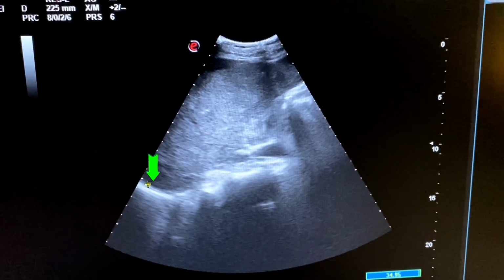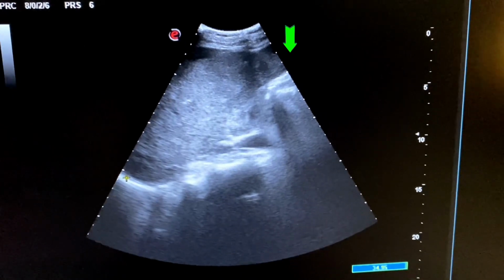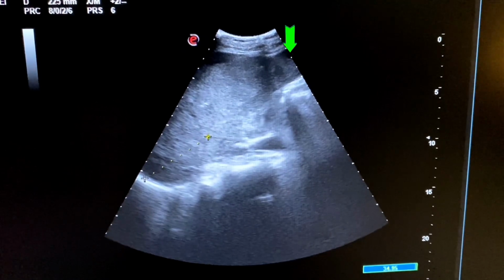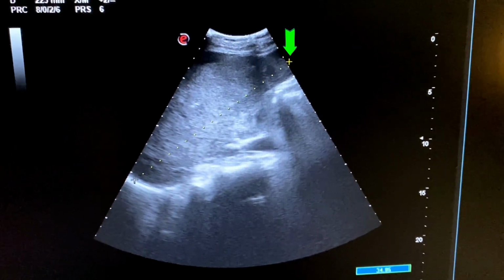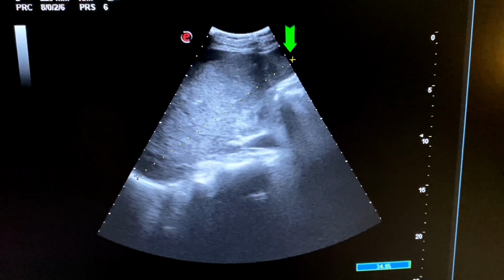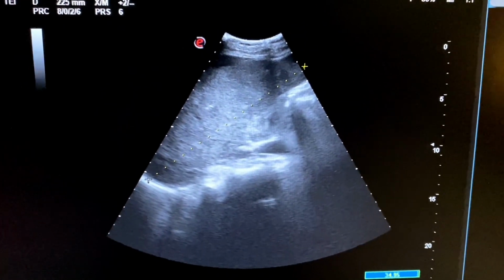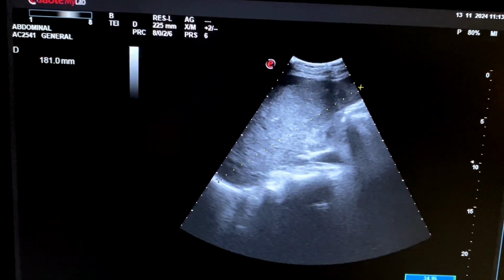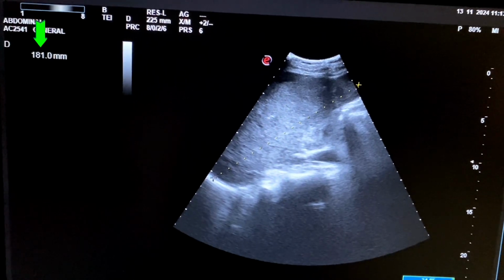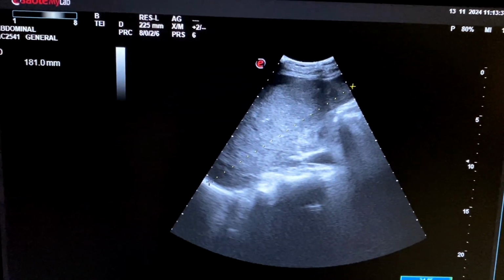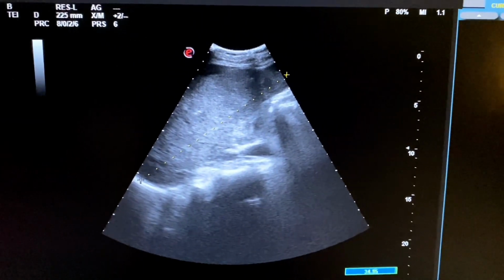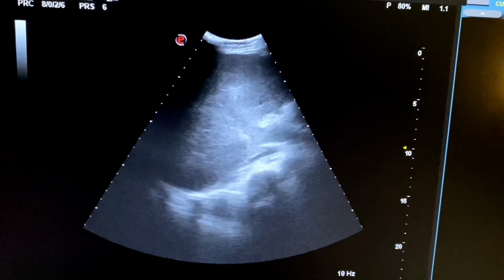Now we will measure the craniocaudal view of the liver. For the craniocaudal view, we will place the probe at the right lumbar area and the direction will be towards the left lobe of the liver, and we will take the maximum size of the liver. The liver is enlarged, 18 centimeters or 181 millimeters. The normal size of the liver is up to 16 centimeters.